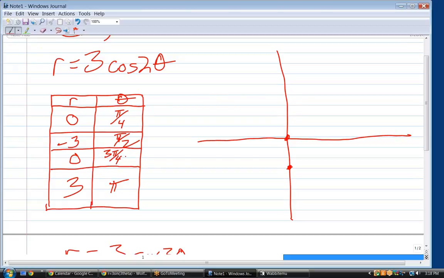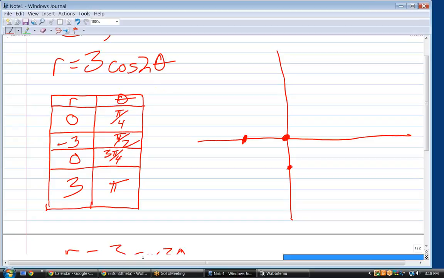And then 3 pi over 4 is 135 degrees, but it's going to go 0. So it comes back there. And then at pi, which is 180 degrees, it's out 3. So that point right there is that last entry on my table. So there are the x, y coordinates for this.